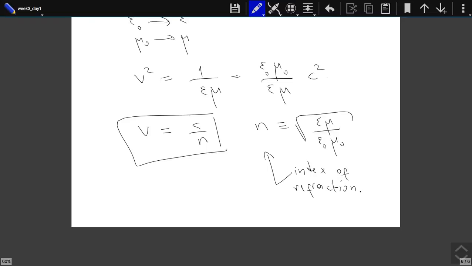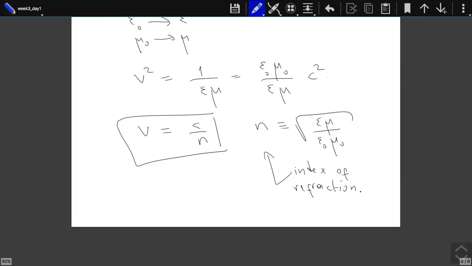We will see later on why it is related to the refraction. So basically, electromagnetic waves, when they enter a medium, they will slow down. They will not move at the speed of light c. They will just slow down.